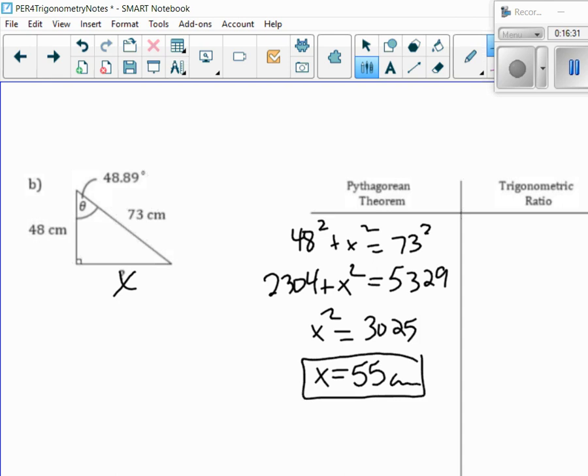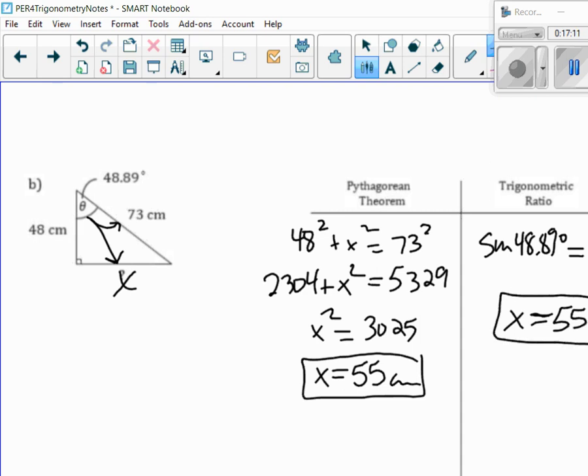So again, because I didn't round anything, my answer is exact here, but 48.89 is a rounded answer. So now, if I relate that to, that's my opposite. If I use my hypotenuse, that would be sine theta. So sine of 48.89 degrees is equal to opposite, which is x, over hypotenuse, which is 73. So I do a quick cross multiply, 73 times sine of 48.89, and I get 55 centimeters again.